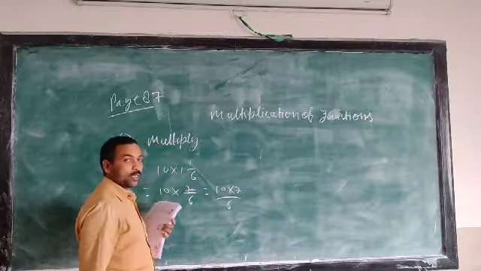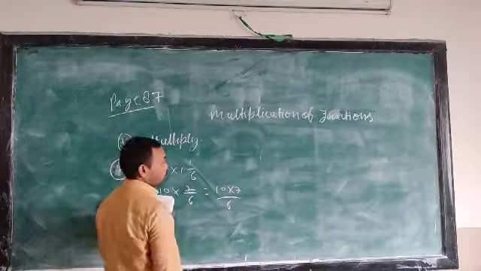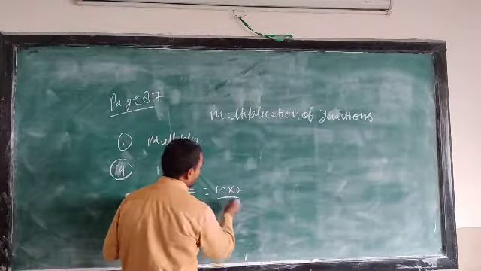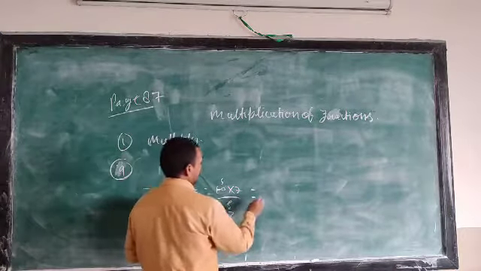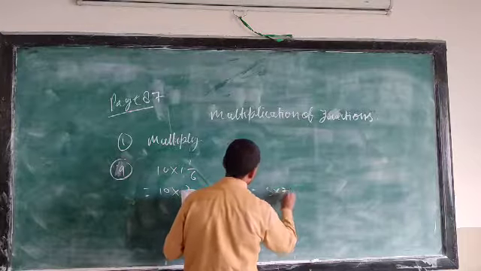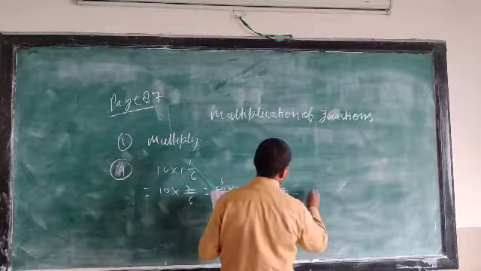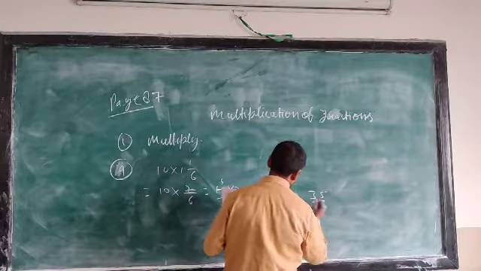After that you have to check common factors. 10 and 6 are both divisible by 2. 2 threes are 6, 2 fives are 10. Now in the place of 10, 5; multiply 7 by 5, that is 35 by 3.